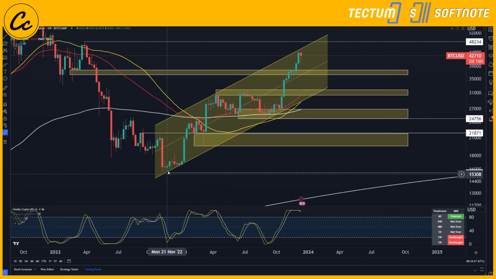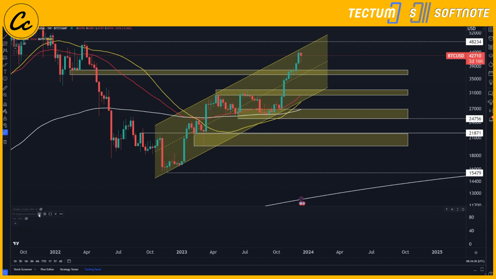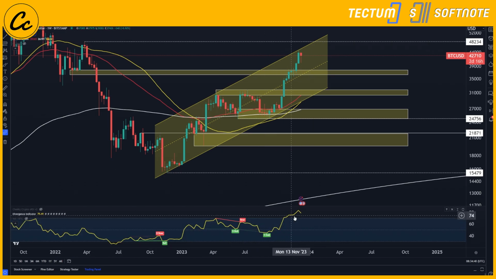Not only are we in this kind of parallel channel with the higher range being tested and the support areas to be retested, in my opinion, we're also heavily overbought on that weekly time frame, and we will be expecting larger corrections to the downside. Our divergence indicator shows that the RSI is heavily overbought on the weekly time frame as well.